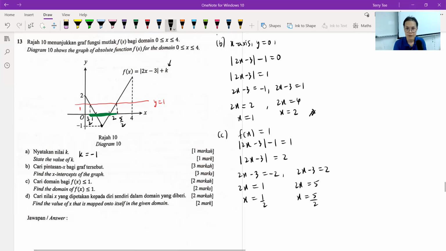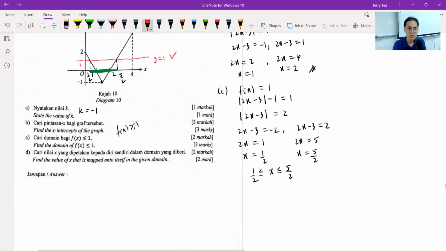So we say your x value is between half and 5 over 2. If the question is f(x) greater than or equal to 1, then it will be anything more than that. In this case, it will be for x less than 1 over 2, or more than 5 over 2. Yeah, but we don't want that. We want the range that is below y equals 1. So it's anything between half and 5 over 2.